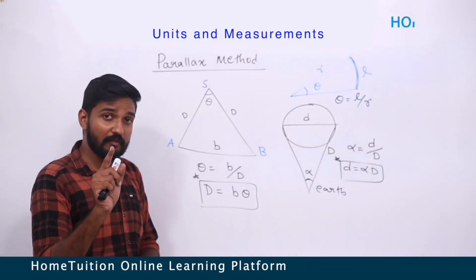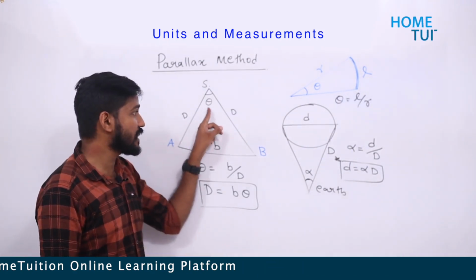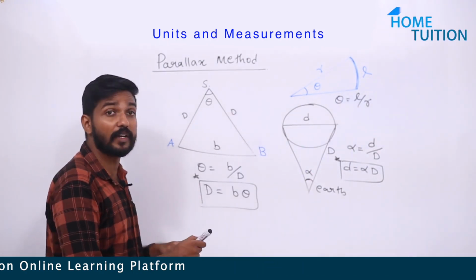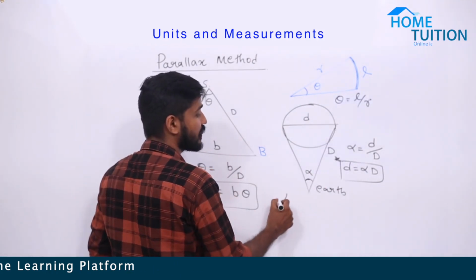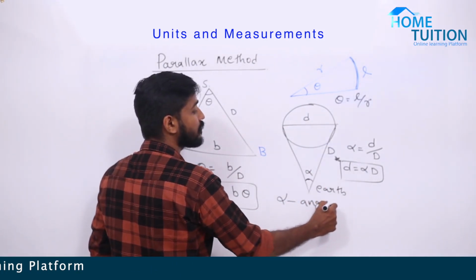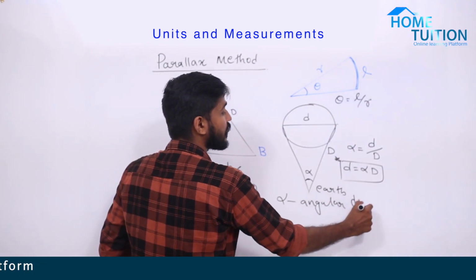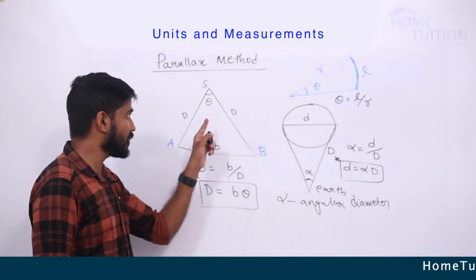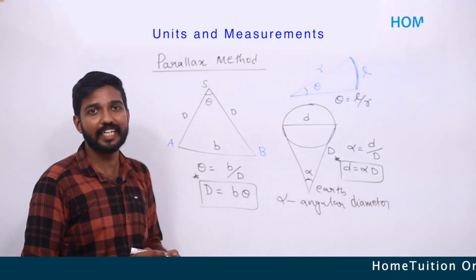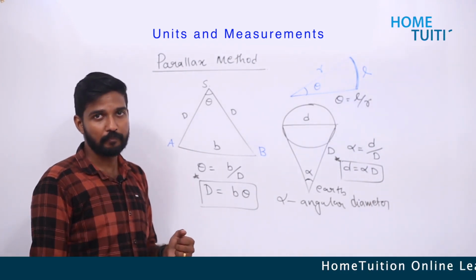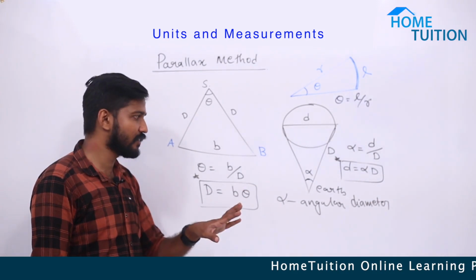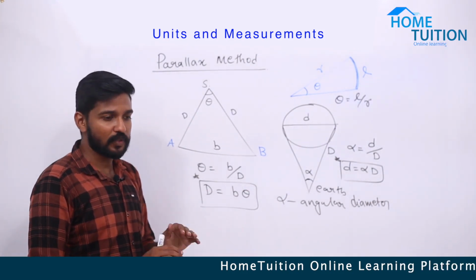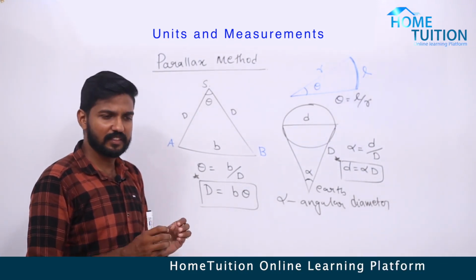Remember one thing: this theta and this alpha, alpha is called the angular diameter. Theta and alpha are always measured in radian, not in degree. They will always give you the value in radian. So this is the parallax method, very important.